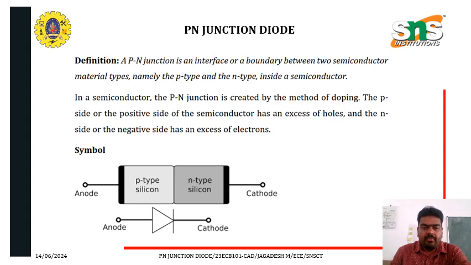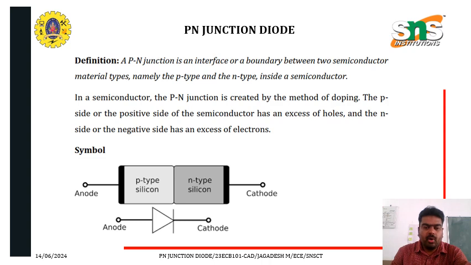So the definition for PN junction. The PN junction is an interface or a boundary between two semiconductor material types, namely the P-type and the N-type, inside a semiconductor. In a semiconductor, the PN junction is created by the method of doping. The P side, or the positive side, of the semiconductor has an excess of holes, and the N side, or the negative side, has an excess of electrons.